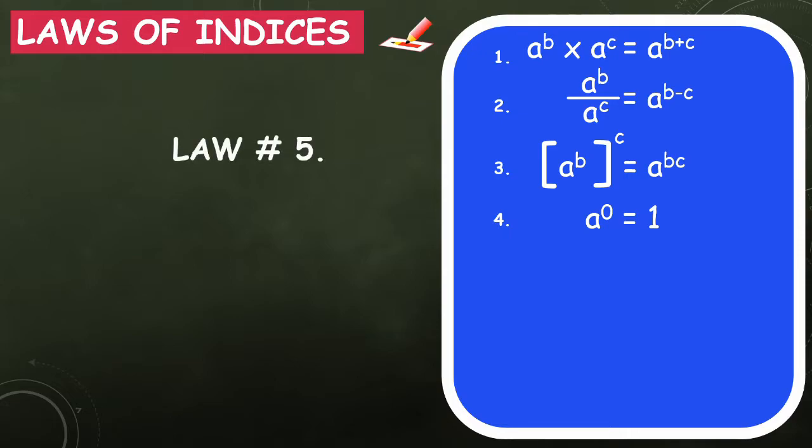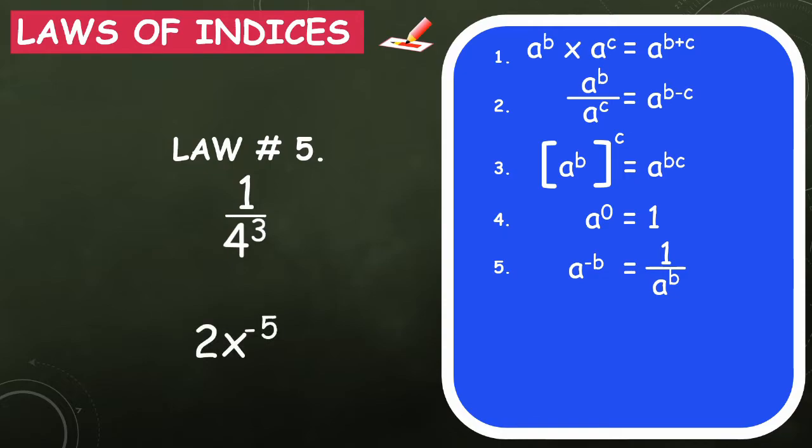Law number 5. If you have an index with a negative power, this equals 1 over that index with the positive of that power. a to the power of negative b equals 1 over a to the power of positive b. Let's try some examples. 4 to the power of negative 3 equals 1 over 4 to the power of 3.